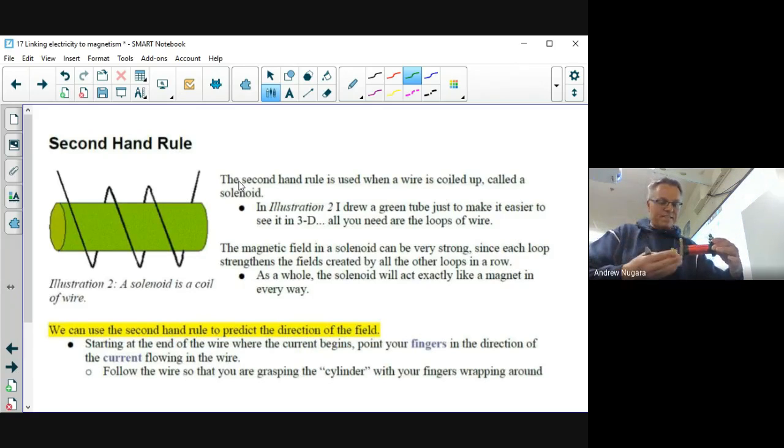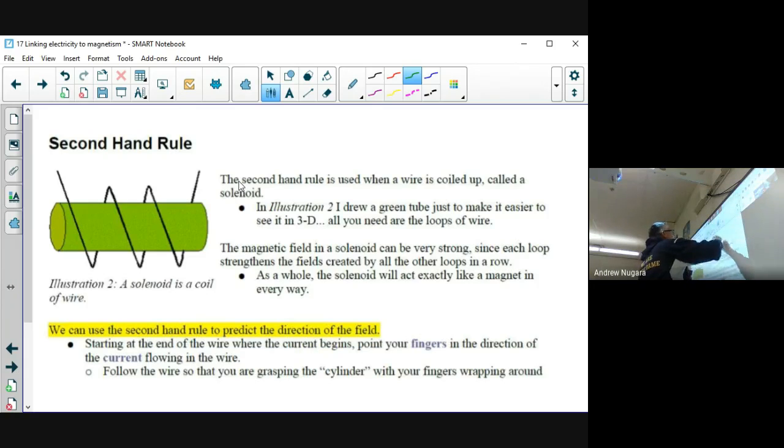So what's going to happen is there are tons of magnetic fields created because there's so much wire here. There's so much more wire here than one straight piece of wire. And these magnetic fields all reinforce themselves, and they end up creating a straight magnetic field.